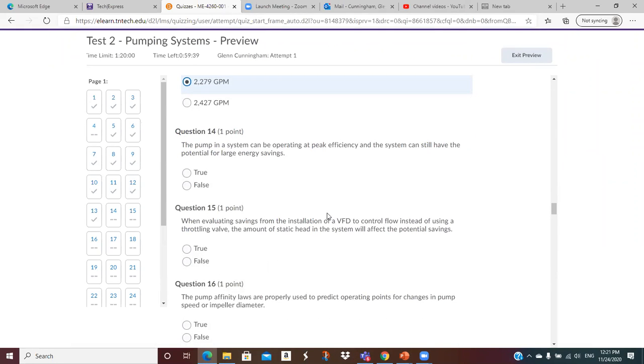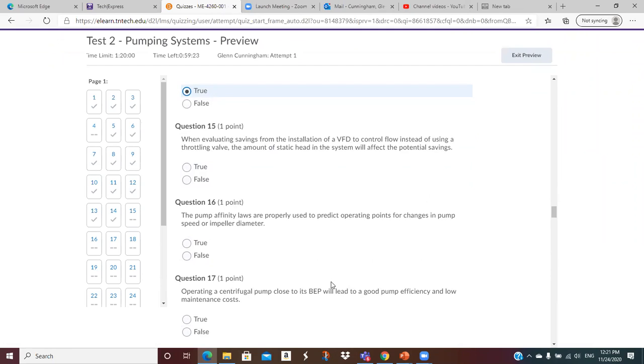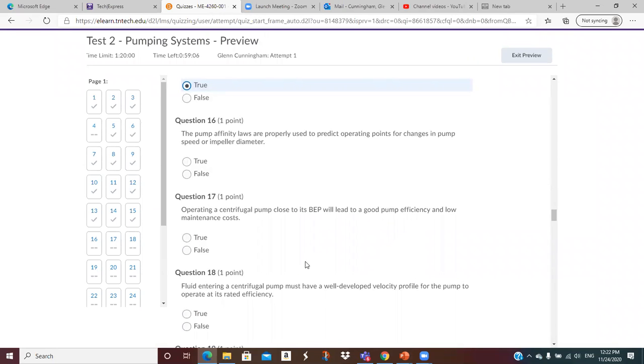The pump in a system can be operating at peak efficiency and the system can still have potential for large energy savings. Absolutely. That big example at the end of the pump lectures was all about that. When evaluating savings from the installation of a VFD to control flow instead of using a throttling valve, the amount of static head in the system will affect potential savings. Absolutely it will. That's what that little article we went over towards the end talked about. The pump affinity laws are properly used to predict operating points for changes in pump speed or impeller diameter. No, it's used properly to recast the pump curve. So that's false.